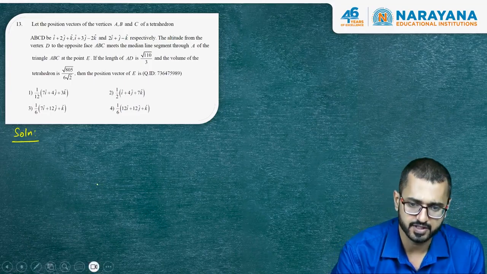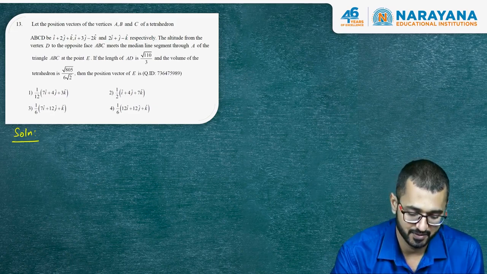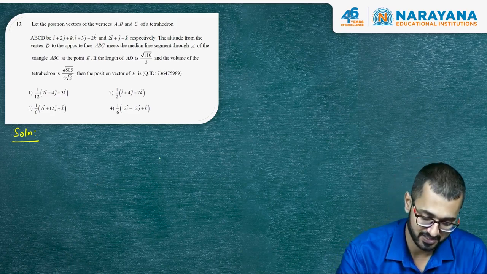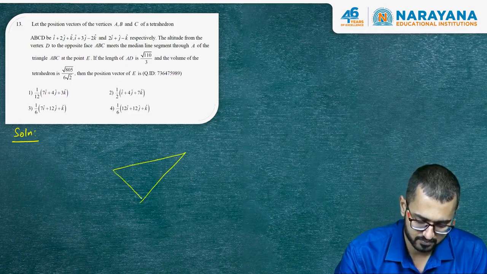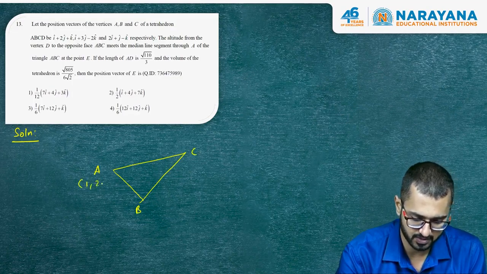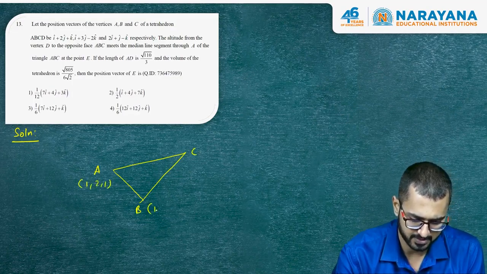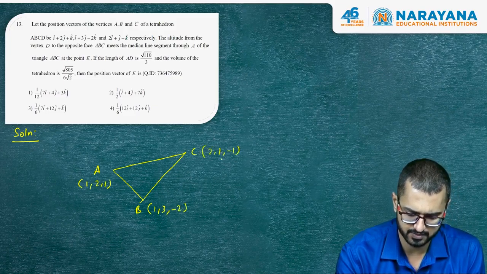So it's given to be a tetrahedron, and the vertices are given to be A, B, C, D. So yes, we have no problem. Let's draw it. We can take this A, and here is my B. This is C. So vertex A is given to be (1, 2, 1), B is given to be (1, 3, -2), and C is given to be (2, 1, -1).